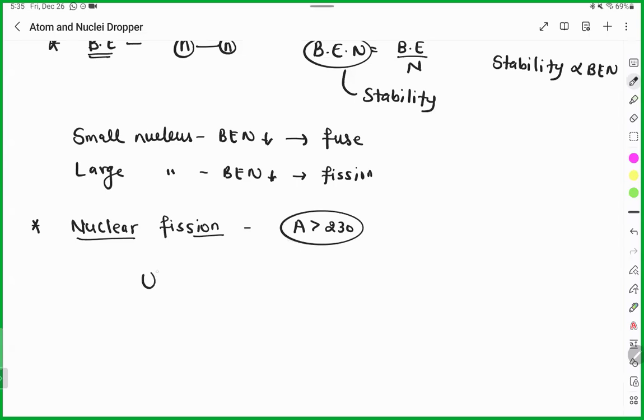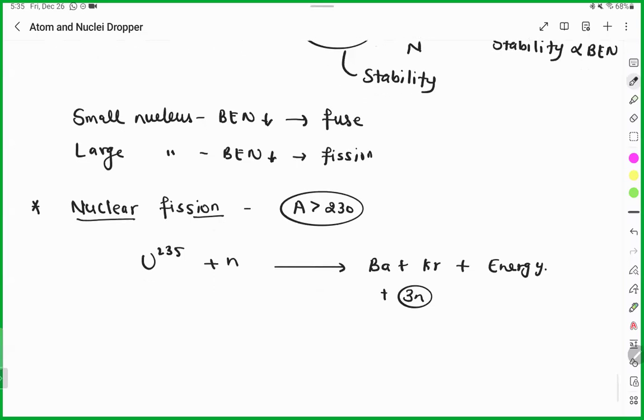How? Example, if you have uranium 235, it reacts with a neutron. What will happen? It will convert into smaller atoms and there will be release of energy. But the interesting part is some neutrons are produced in this situation. Such neutrons are known as secondary neutrons.